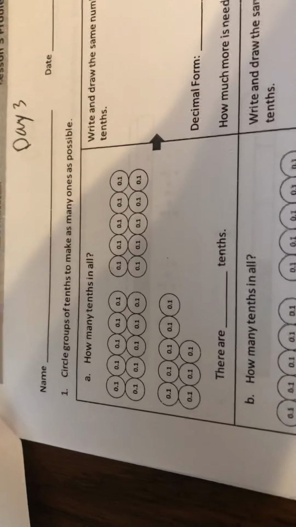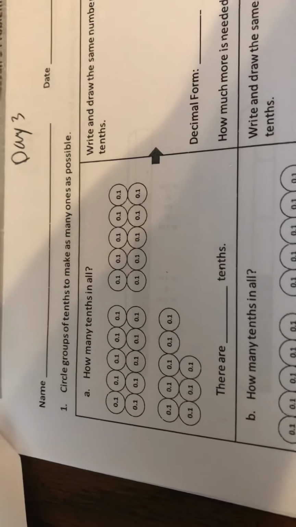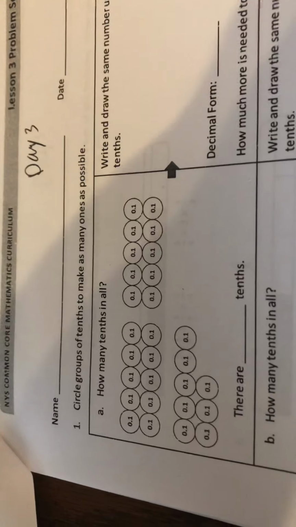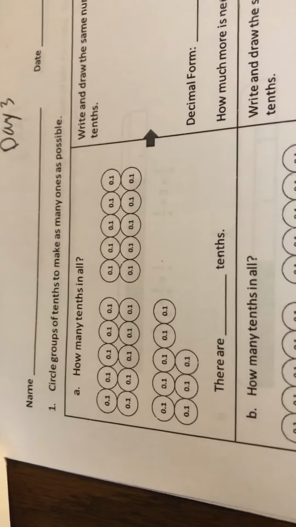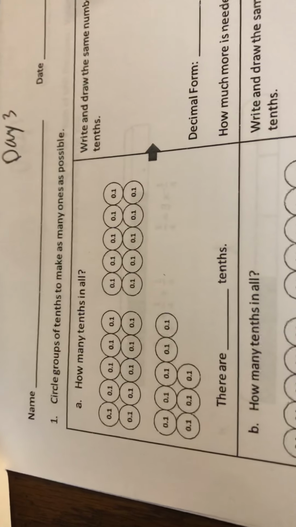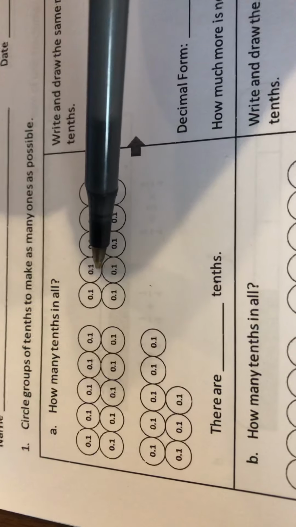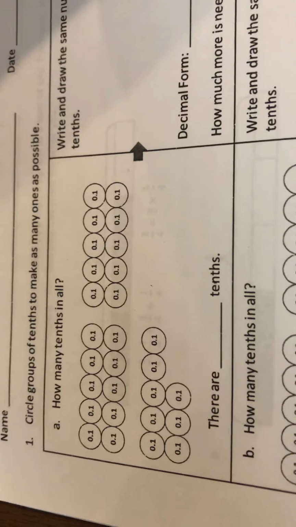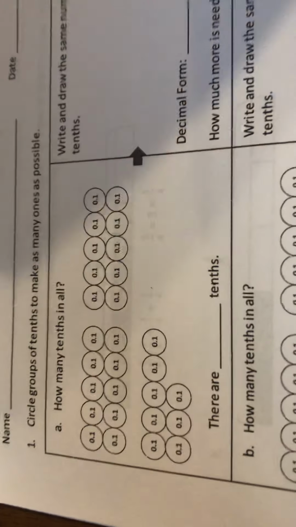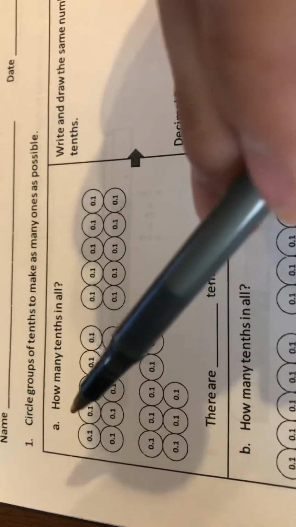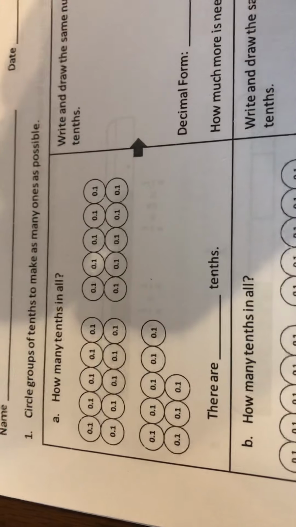So looking at question number 1, circle groups of tenths to make as many ones as possible. Well, looking at our tenths here, if you think about a tenth, how many tenths do you need to make one whole? Well, 0.1 would be like 10 cents or a dime. 0.01 would be like a penny. Since we have tenths, we have dimes. So circle the groups of tenths to make as many ones as possible, okay?